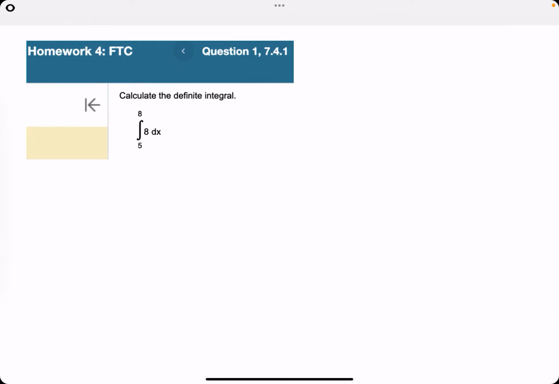Okie dokie, welcome to homework number 4 on the fundamental theorem of calculus for 1026. Let's get into it. Today we're doing definite integrals.